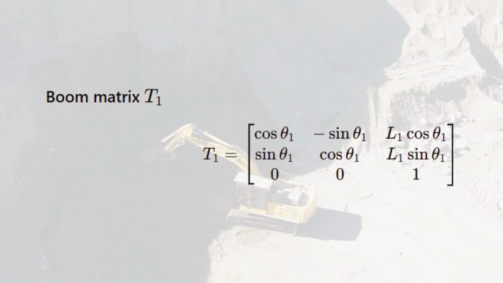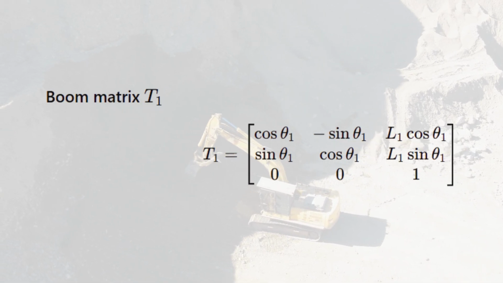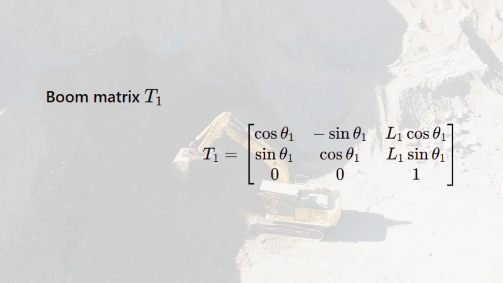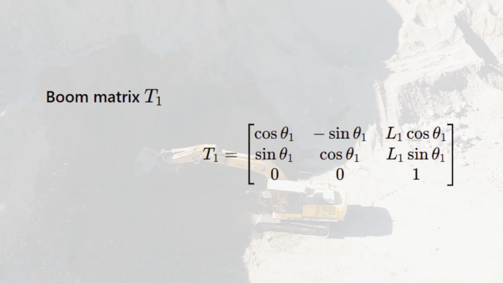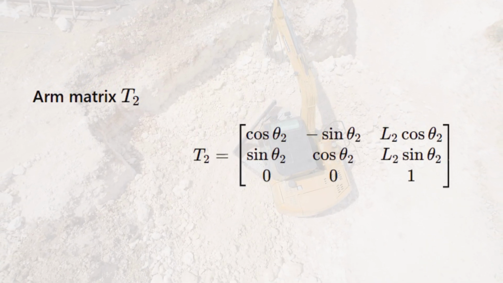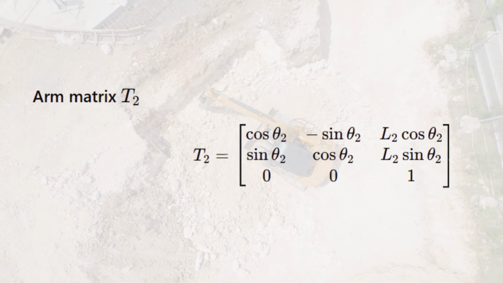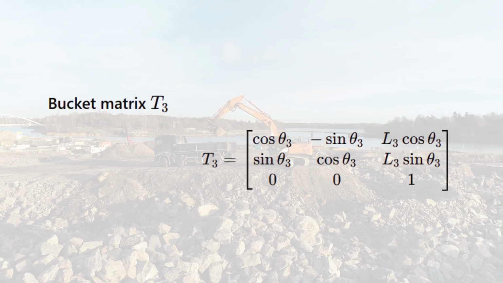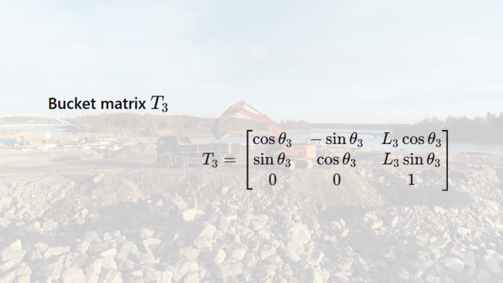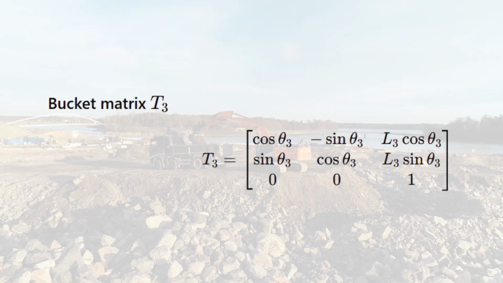Joint angle values are placed into transformation matrices, along with link lengths. These matrices contain the same sine and cosine terms found in formulas, but they keep rotation and position together in a compact and efficient form. As the excavator moves, only the angle values inside the matrices change, while the matrix structure remains the same.